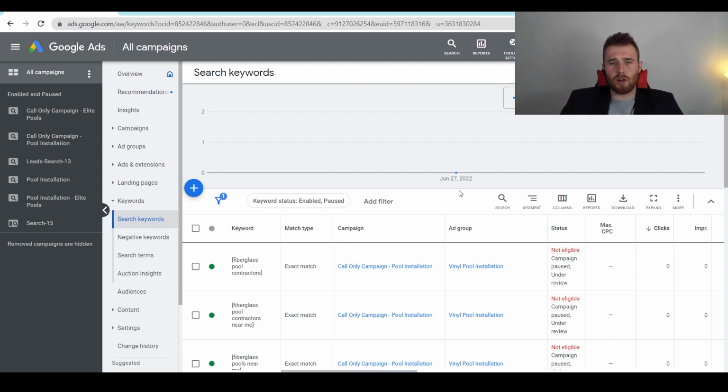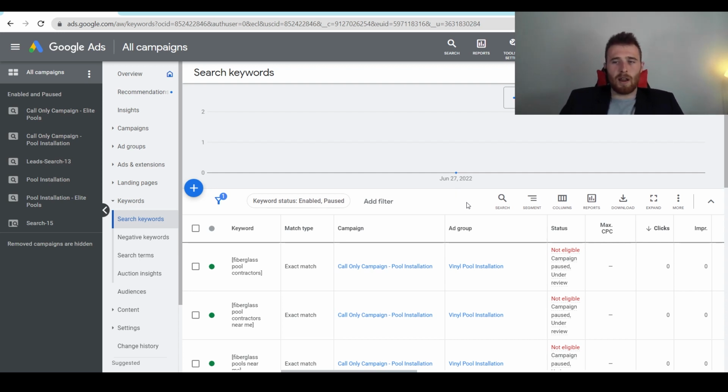But for the vast majority of campaigns for service-based businesses that you're trying to get leads for, you should be going after exact match keywords, building out a nice long list of exact match, and then figuring out which ones are winners, which ones are losers, and then deciding and optimizing for a better conversion rate overall.